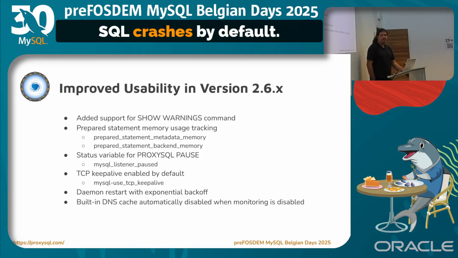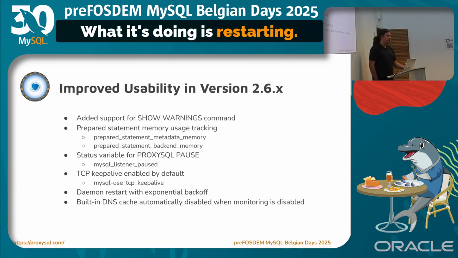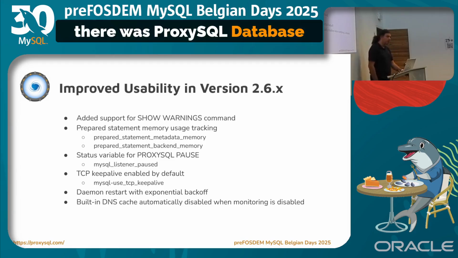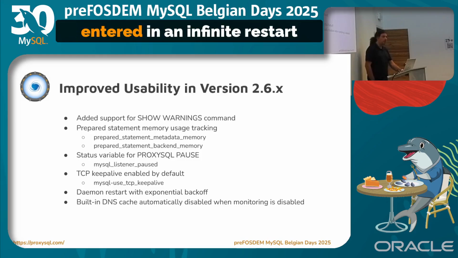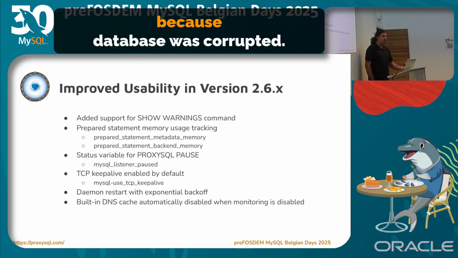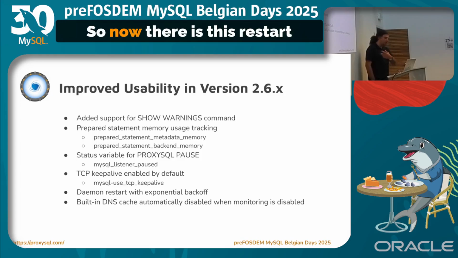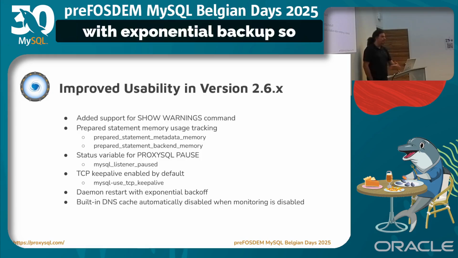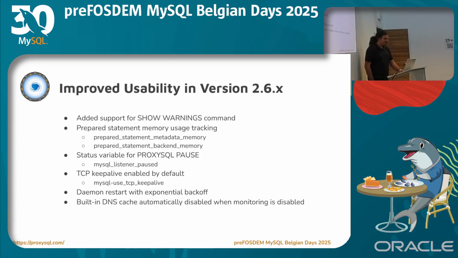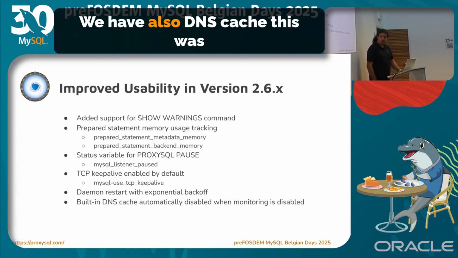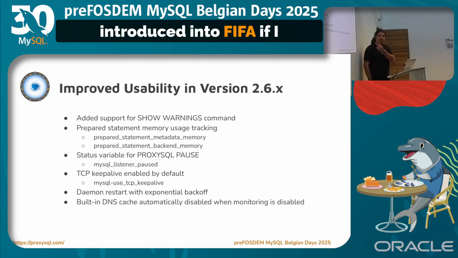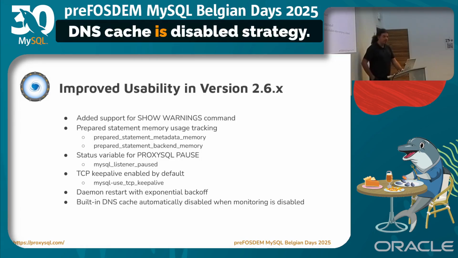In case ProxySQL crashes, by default what it does is restart. We had a situation in which there was a ProxySQL database corruption, and ProxySQL entered an infinite restart because the database was corrupted. So now there is this restart with an exponential backoff, so it doesn't restart all the time. We have also the DNS cache. This was introduced in 2.5, if I remember correctly, but it is highly tied with monitoring. So now if monitoring is disabled, the DNS cache is disabled as well.